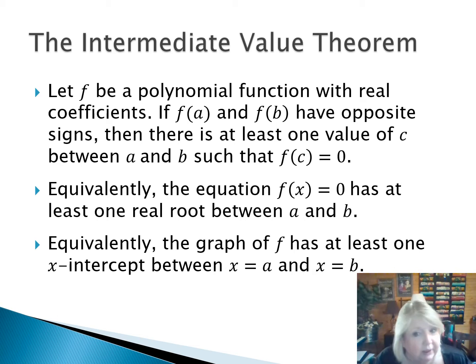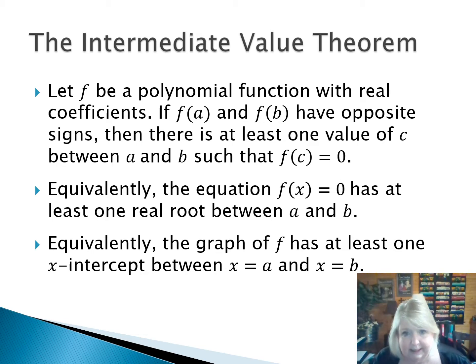Now let me put that to you in another way. What it is saying is, if you went from positive to negative, you had to pass through 0. On the flip side, the same thing. If you went from negative to positive, you had to pass through 0. So there is some value in between those two that you chose that gave you opposite signs. At some value in between those, you found your 0.